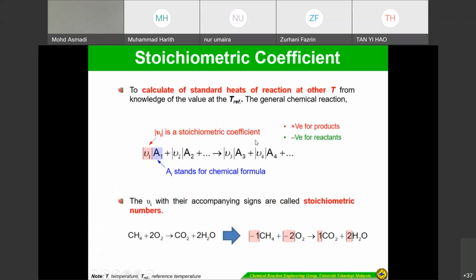Okay. So to calculate the standard heat of reaction, similarly, I already told you, you have to consider the stoichiometry. Negative and positive: negative is for the reactants and positive for the products. I think you're familiar with the reactions.